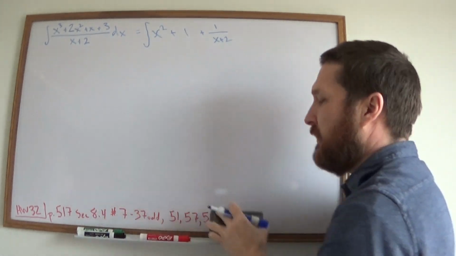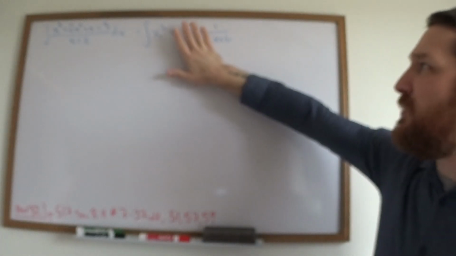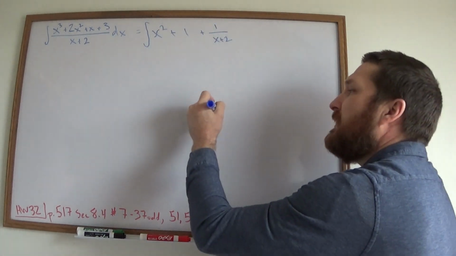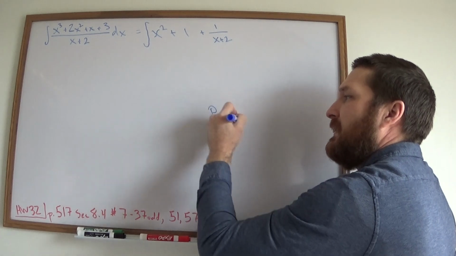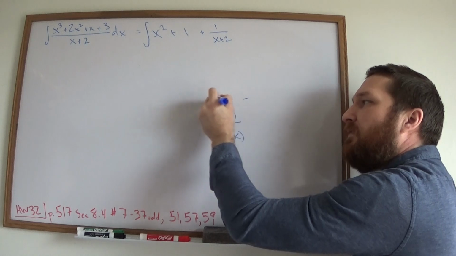Otherwise, now we have. So what I'm saying is, you give me any rational function, then you could use polynomial long division to turn it into some expression that's a polynomial, and then something where the degree of the top thing is less than the degree of the bottom thing. And that's what we're going to focus on today.